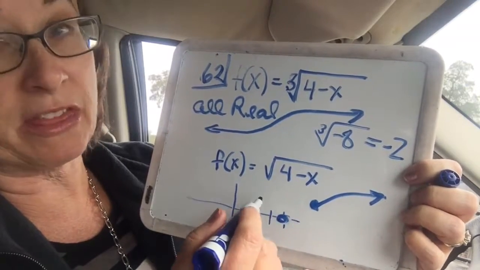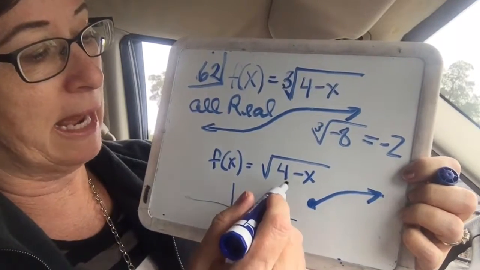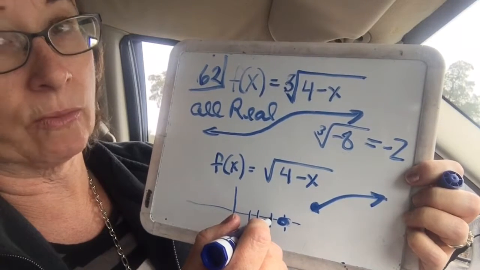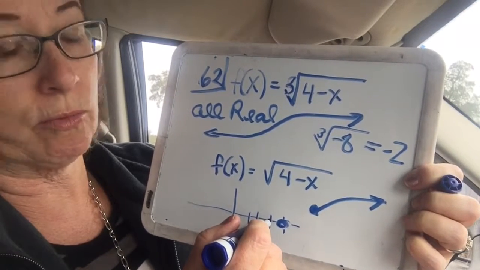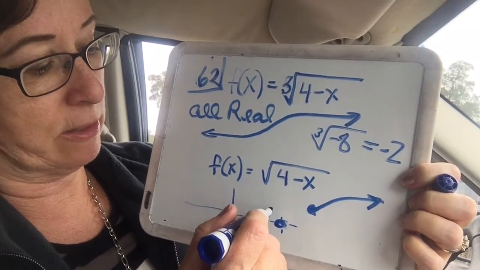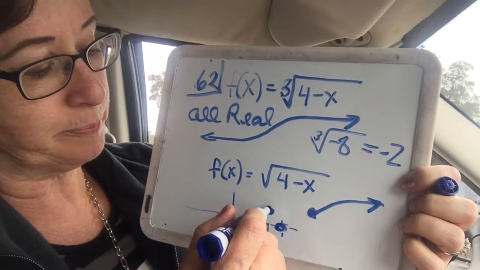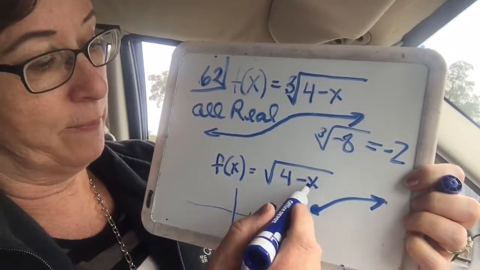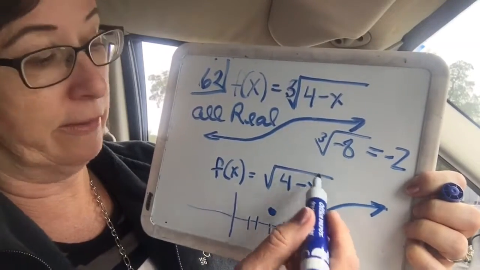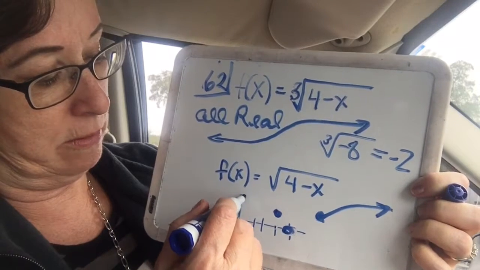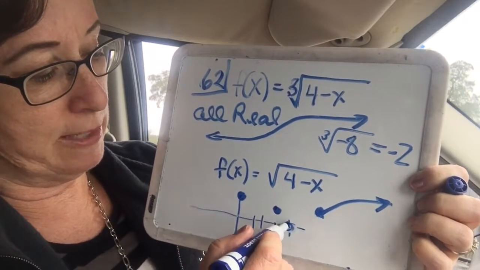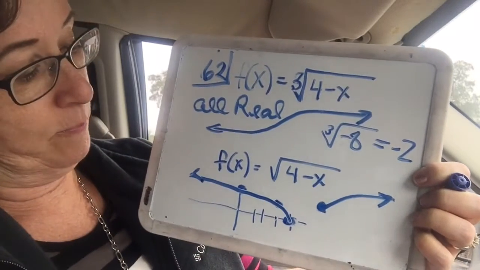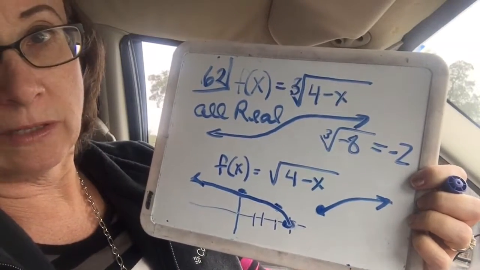If I plug in a 3, then I'm going to get 4 minus 3 is 1. And the square root of 1 is 1. So it's going to go here. If I plug in a 0, then I'm going to get 4. And the square root of 4 is 2. So my square root sign is going this way to the left.